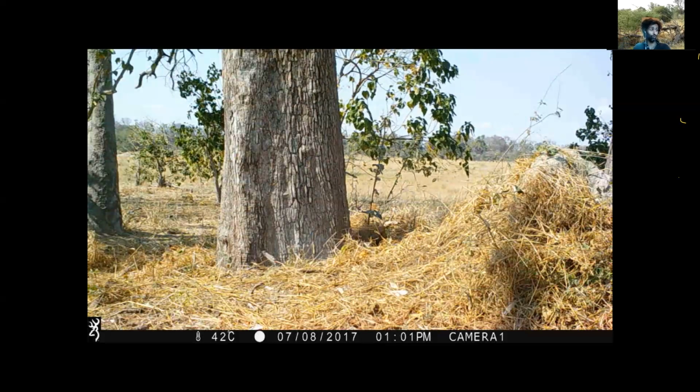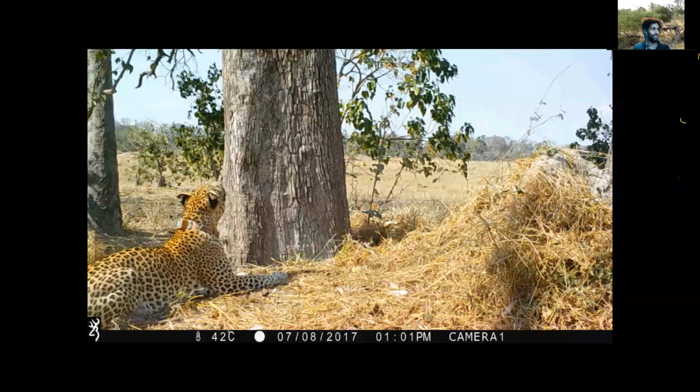So this is Rolo, my favorite leopard, and it's him falling out of a tree and then pretending it didn't happen.